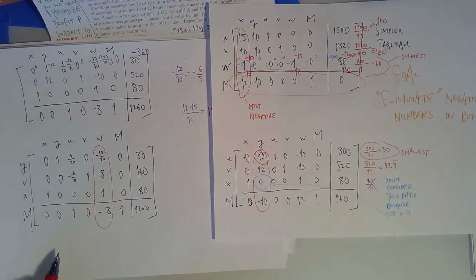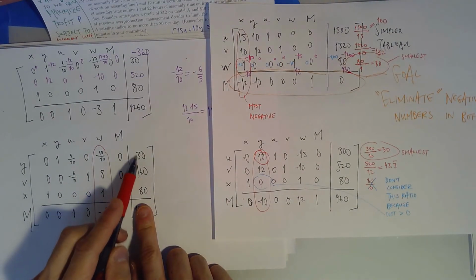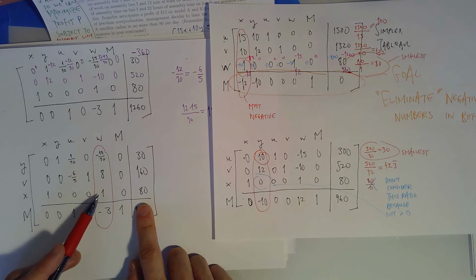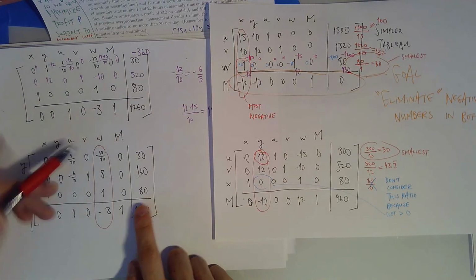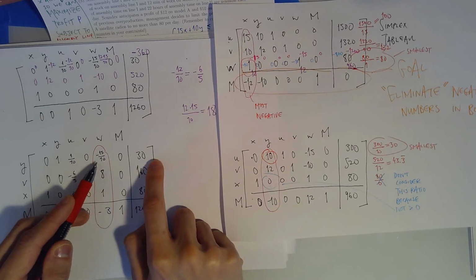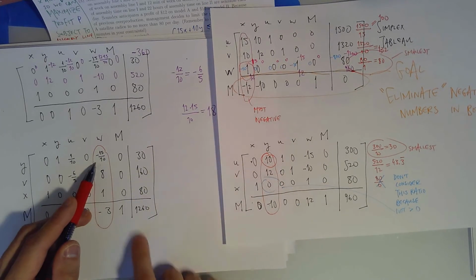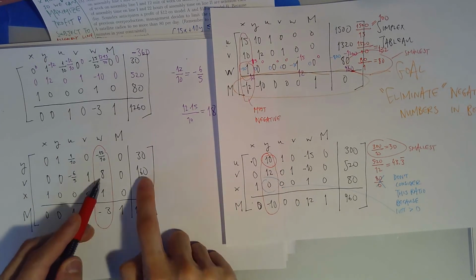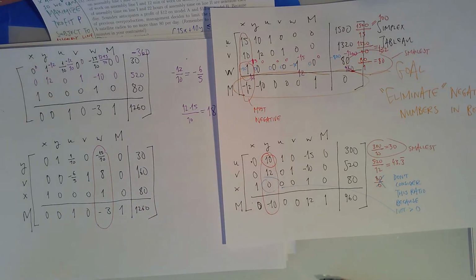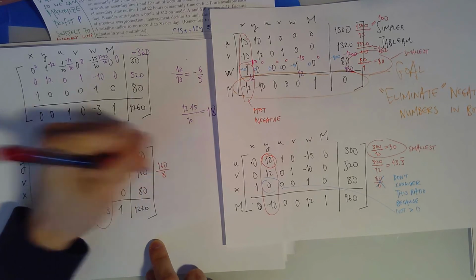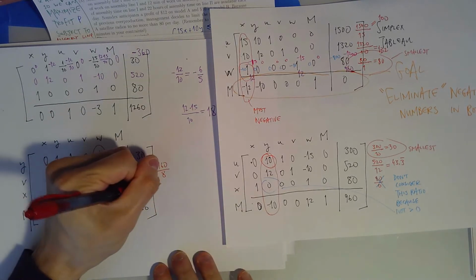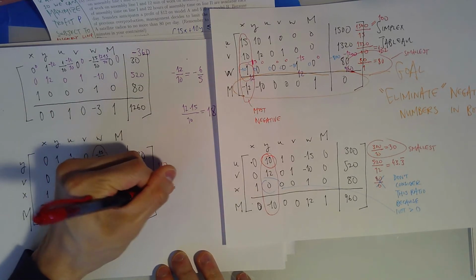You have to look at ratios of this stuff divided by this stuff here, where this stuff has to be positive. So we're not even going to look at this divided by this because it's not positive. So we just have to focus on these two here. This one here is 160 divided by 8. This one is 80 divided by 1. Now we just have to figure out which one's the smallest.